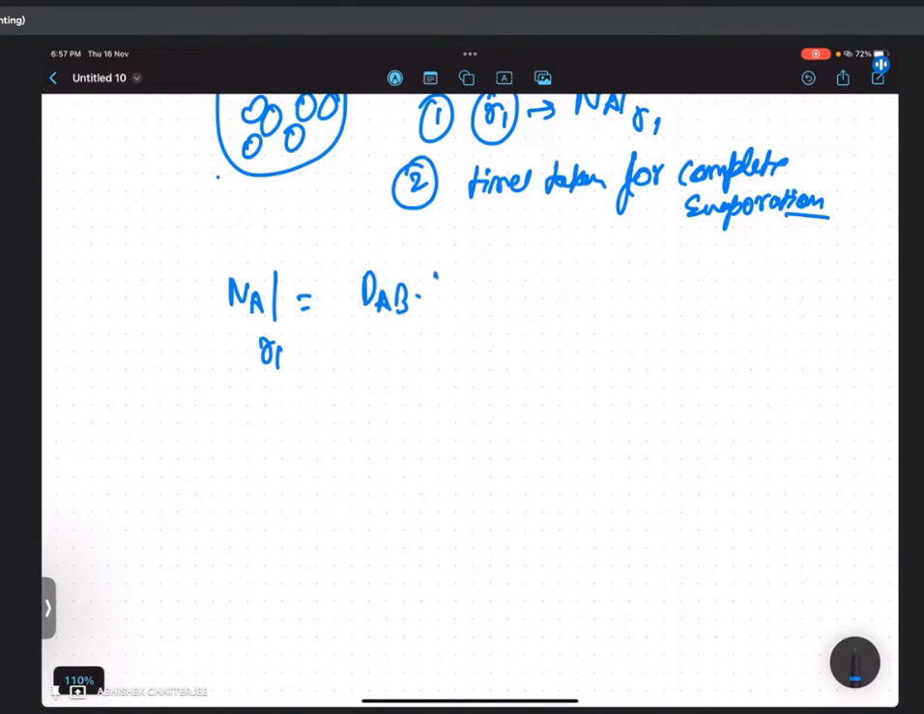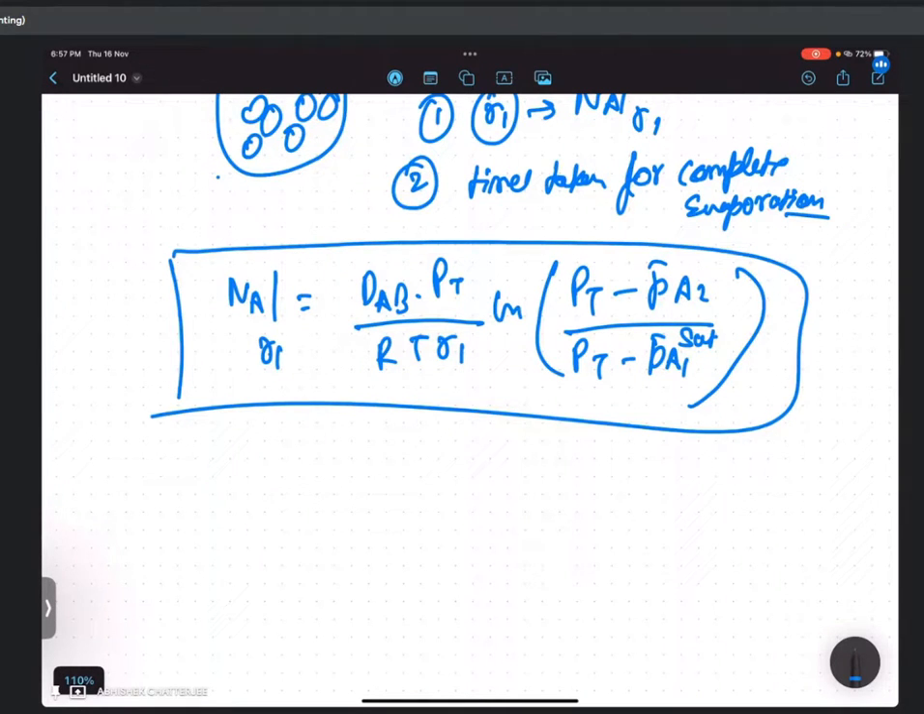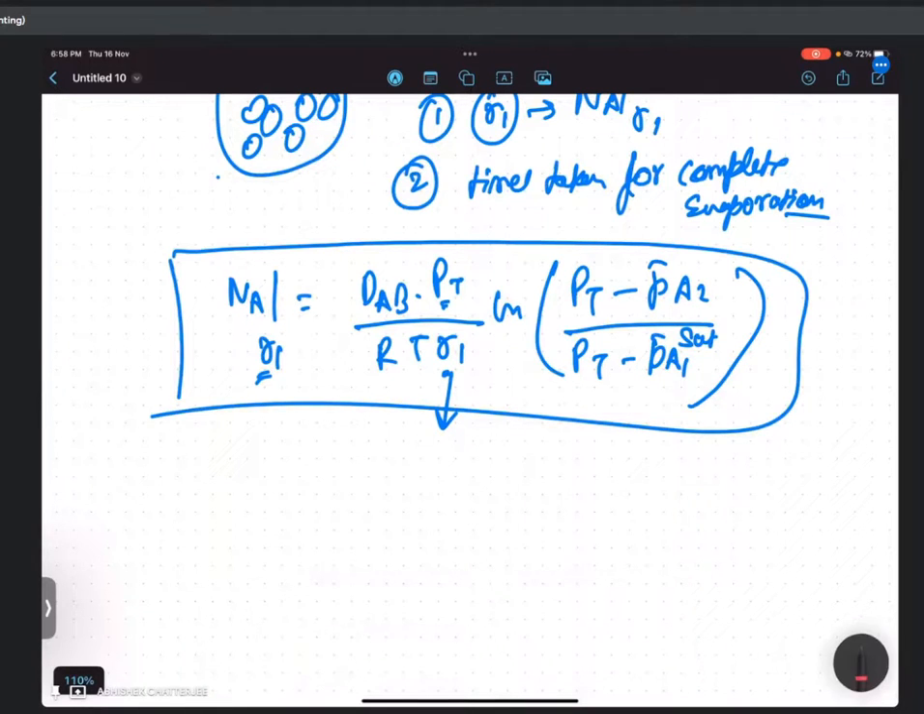Because if we start deriving everything, it will not be possible. So you can remember the formula: Pt minus Pa2 divided by Pt minus Pa1 sat. This is the formula for the flux at your distance r1. This Pt is the total pressure, and r1 is the distance from the center.